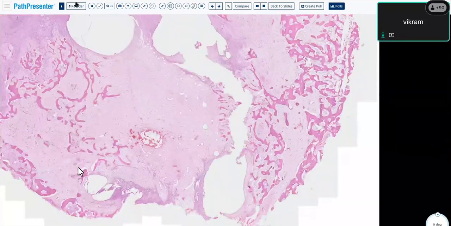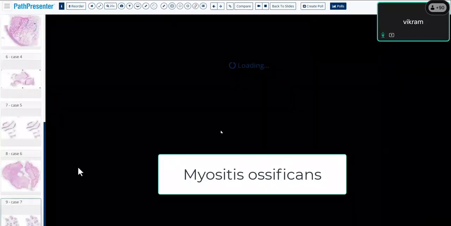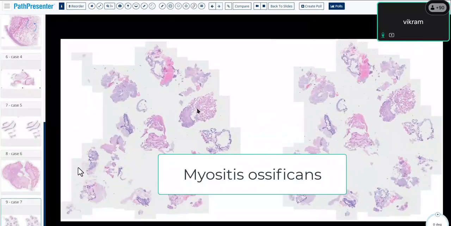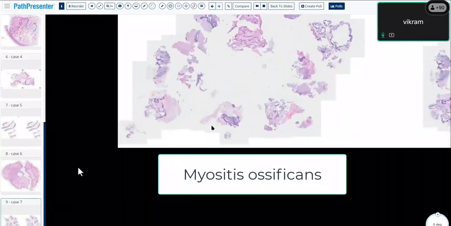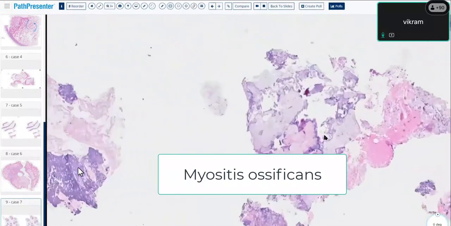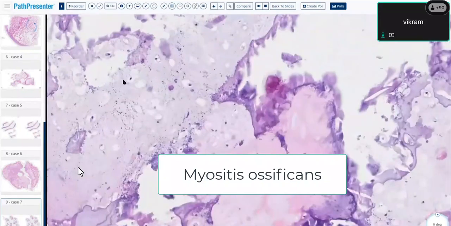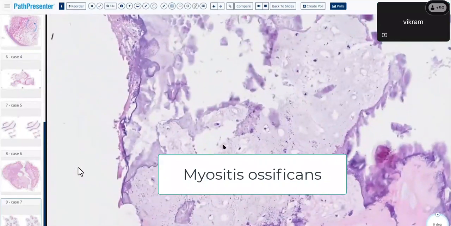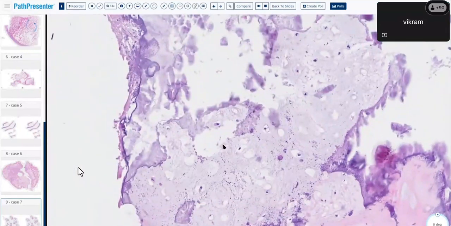Let's see. I think so. Case 7 is, I think, the hardest of the lot, right? And in the interest of time, I'll just go ahead and speak about it. Does anyone have a diagnosis? You can put it in the chat box. I'm curious if somebody looked at these slides and has a diagnosis. I'll give you a moment before I start talking.